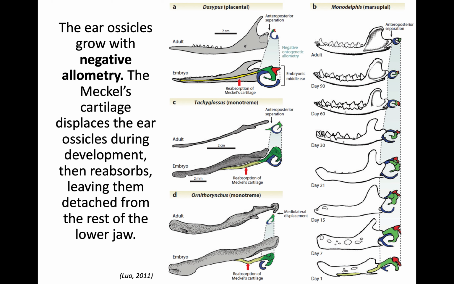And how that's going to happen is the ear ossicles are going to be growing with negative allometry. If you remember that from our morphometrics lecture, negative allometry means it's growing less quickly than other parts of the body. So negative allometry, it's growing a little bit smaller. So here we have that growth happening here.